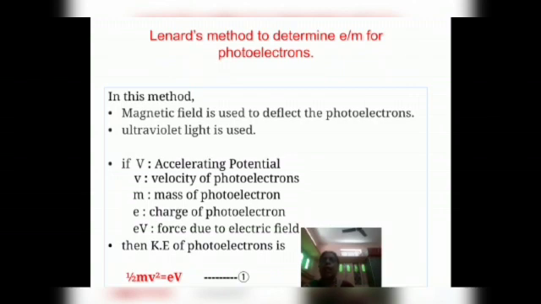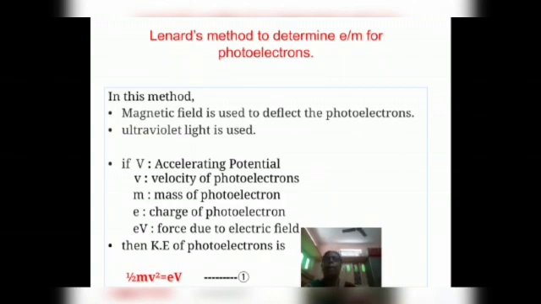Therefore, the kinetic energy of the photoelectron is e multiplied by capital V. But all of you know, students, kinetic energy is equal to half mv square. Therefore, putting the value of kinetic energy, we get half mv square is equal to small e multiplied by capital V. This is our equation number 1.